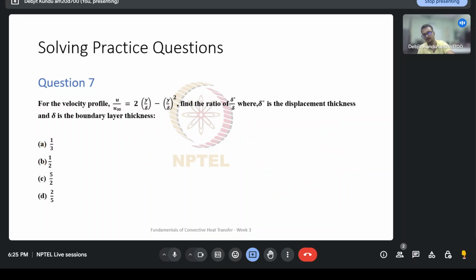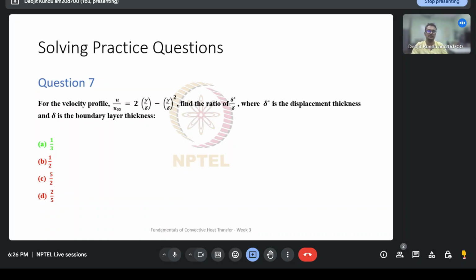Alright, so moving on, we'll move on to question number 7. This question has given us a velocity profile, which is u by u infinity is equal to twice of y over delta minus y over delta whole squared. So you have to now find the ratio of delta star over delta, where delta star is the displacement thickness and delta is the boundary layer thickness. Okay, so if we take a look at the solution, it's 1/3.